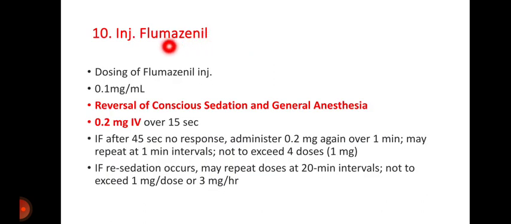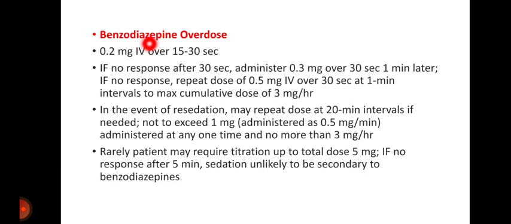Then injection flumazenil, it has two uses. One is to reverse the effect of sedation and anesthesia. The dose is 0.2 mg IV route given over 15 seconds. And another use is benzodiazepine overdose, where the dose is 0.2 mg IV route over 15 to 30 seconds.